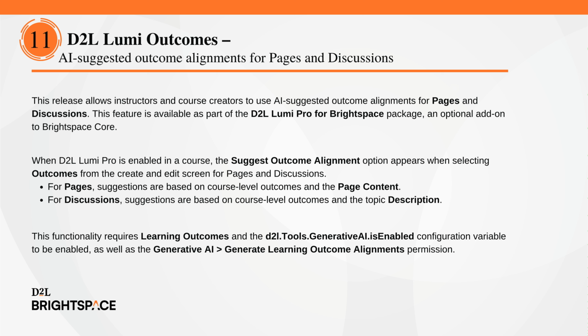For pages, suggestions are based on course-level outcomes and the page content. For discussions, suggestions are based on course-level outcomes and the topic description. This functionality requires learning outcomes and the Generative AI is enabled configuration variable to be enabled, as well as the Generative AI Generate Learning Outcome Alignments permission.